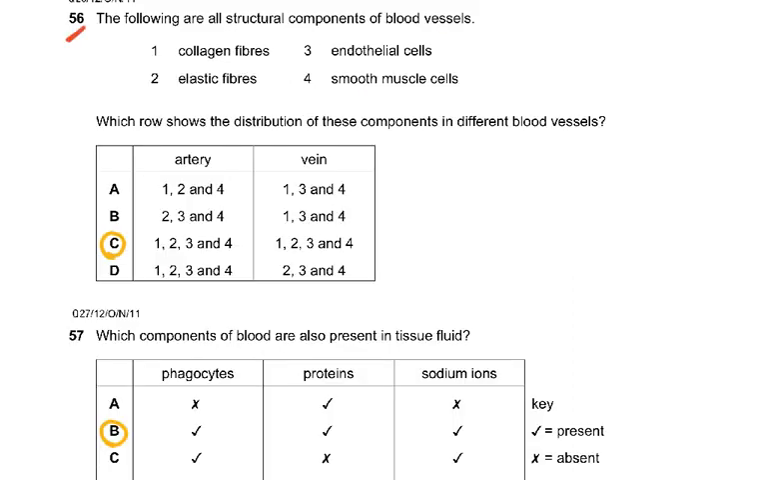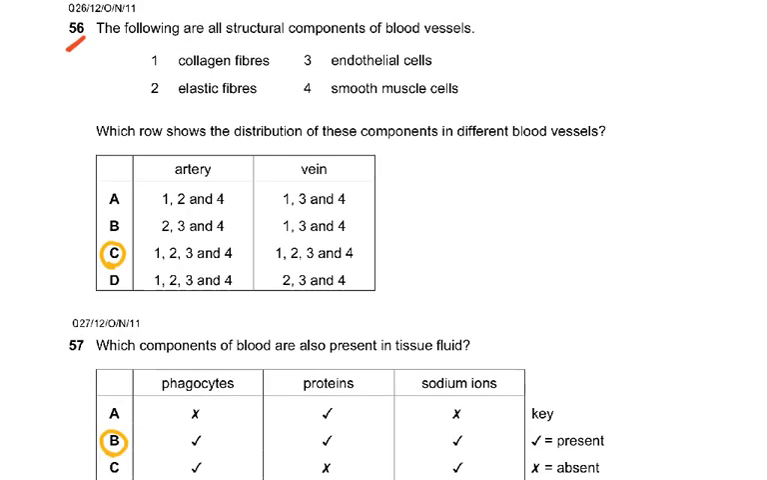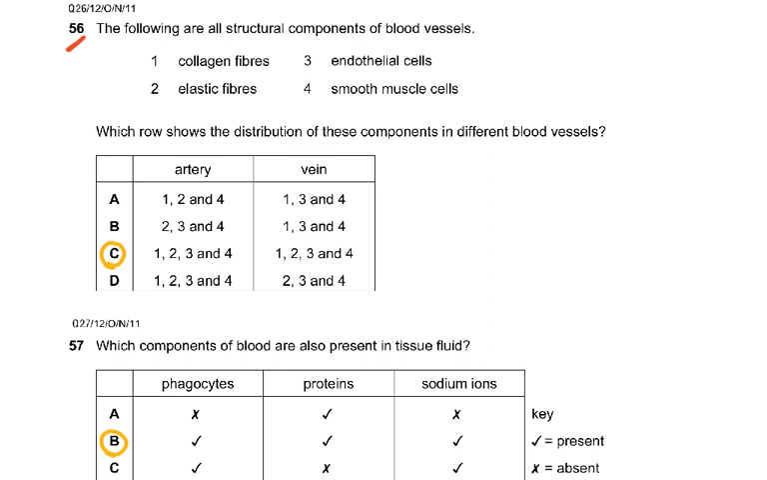Coming to question number 56. The following are all structural components of blood vessels: collagen, elastic, endothelial, smooth muscle. Which row shows the distribution of these components in different blood vessels? There's only artery and vein, so all of them are present in both. Some less, some more. Endothelium is of course present in all. So 1, 2, 3 and 4.